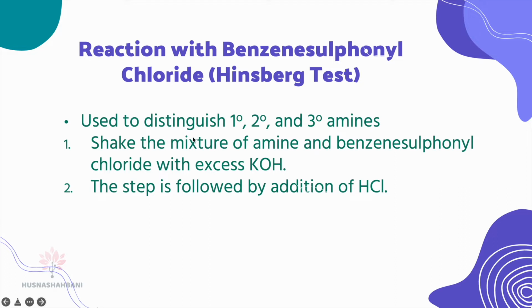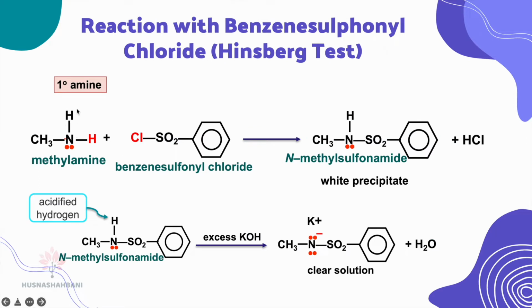First, you have to shake the mixture of amine and Benzenesulphonyl Chloride with the excess potassium hydroxide. That's the first step. The second step is add HCl in the first mixture. This is what will happen for primary amine. Primary amine has 2 hydrogen atoms and it has 1 R group only, so that's why it is primary amine.